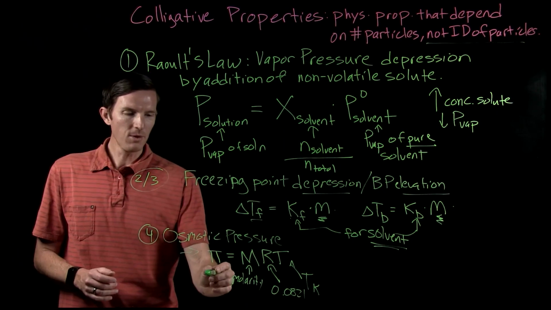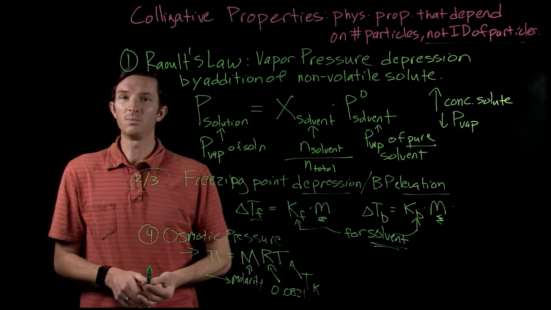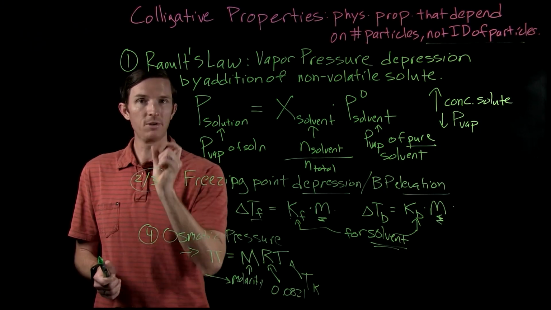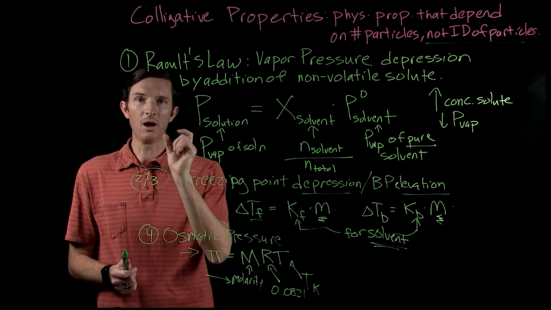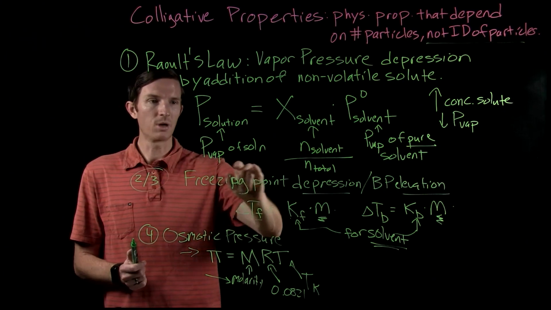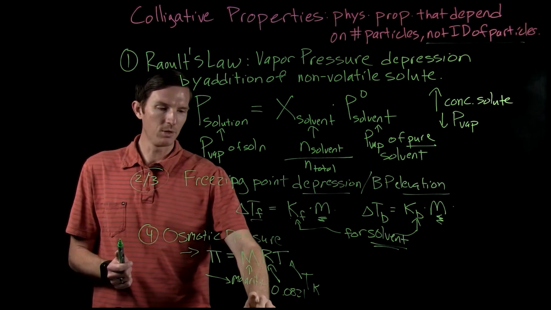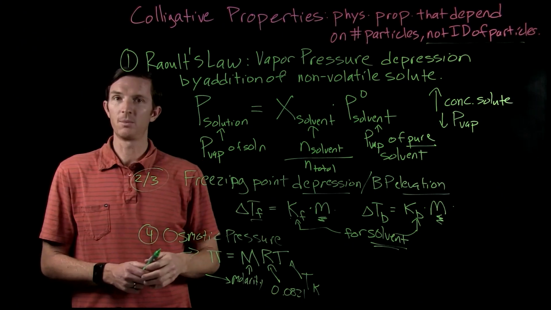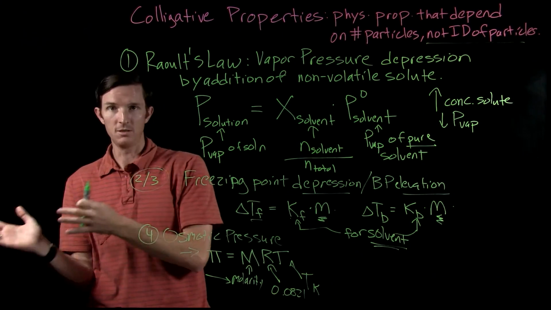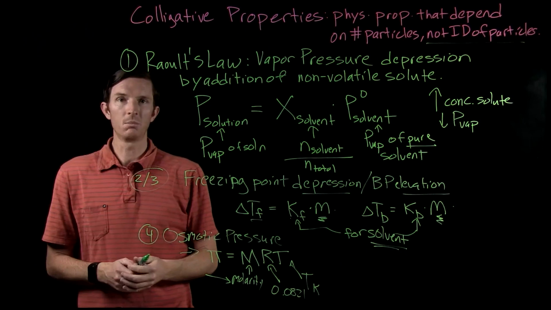Okay, so now we can use molarity for osmotic pressure because we're measuring at a specific temperature. It's not looking at how these physical properties affect the temperatures. And so we can use molarity if we're dealing with osmotic pressure because we're not looking at temperature changes with our osmotic pressure.